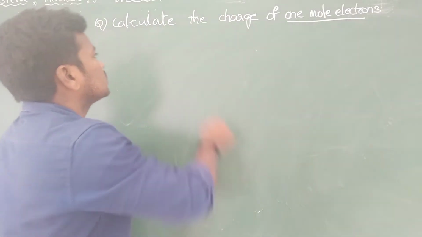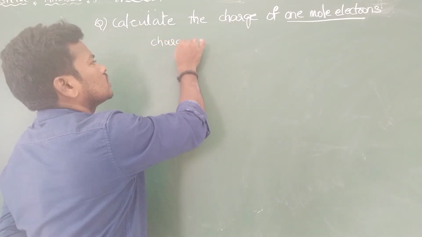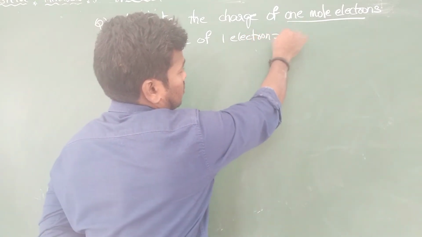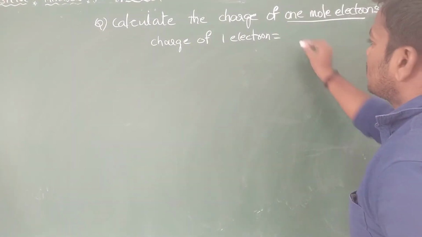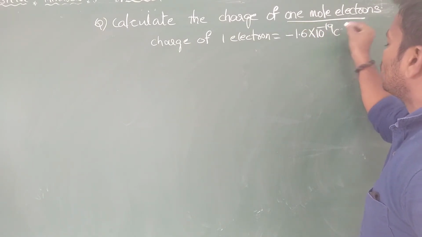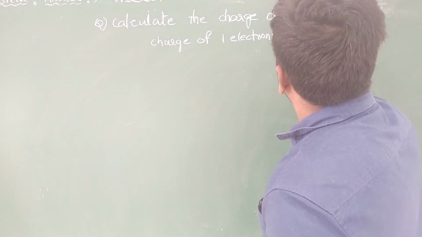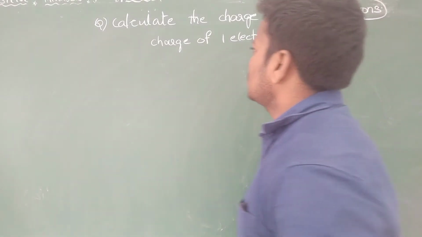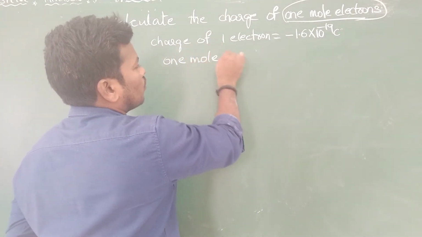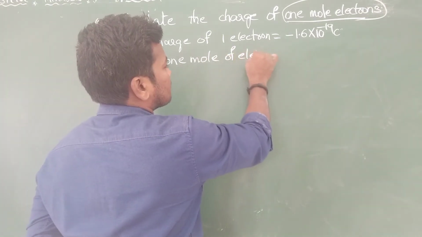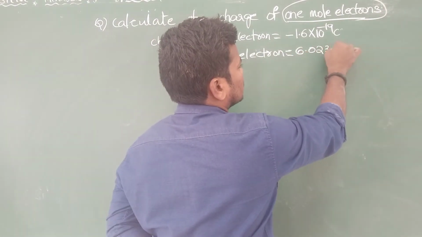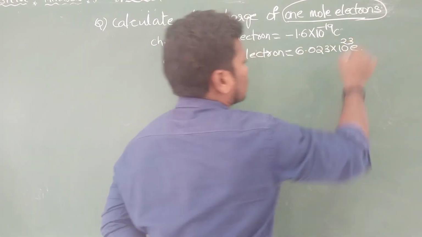We know that the charge of 1 electron is minus 1.6 into 10 to the power of minus 19 coulombs. But the question is asking for the charge of 1 mole of electrons. So 1 mole of electrons, in the sense, how many electrons? 1 mole of electrons is equal to 6.023 into 10 to the power of 23 electrons.